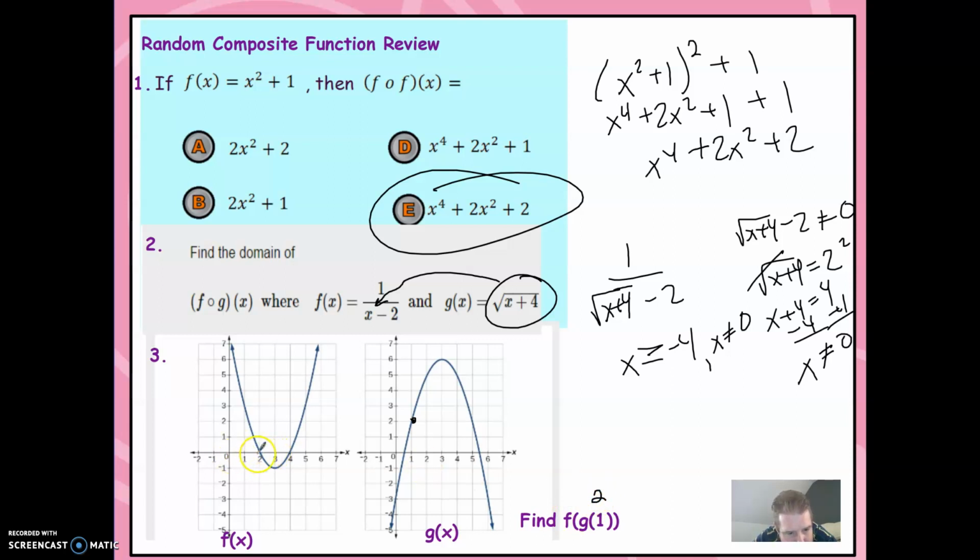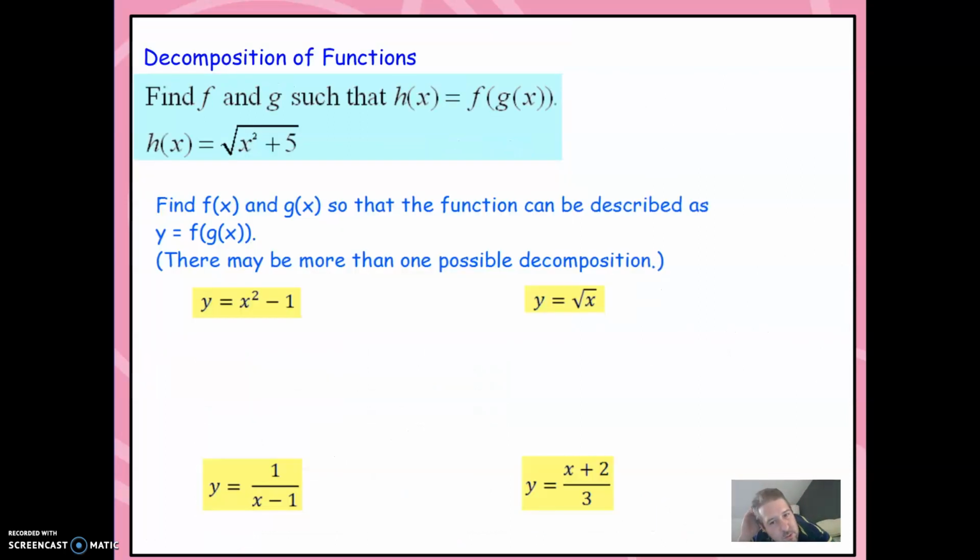So f of 2 is 0. The answer is 0. f of 2 equals 0. 0 is your answer. Alright, on to the next.